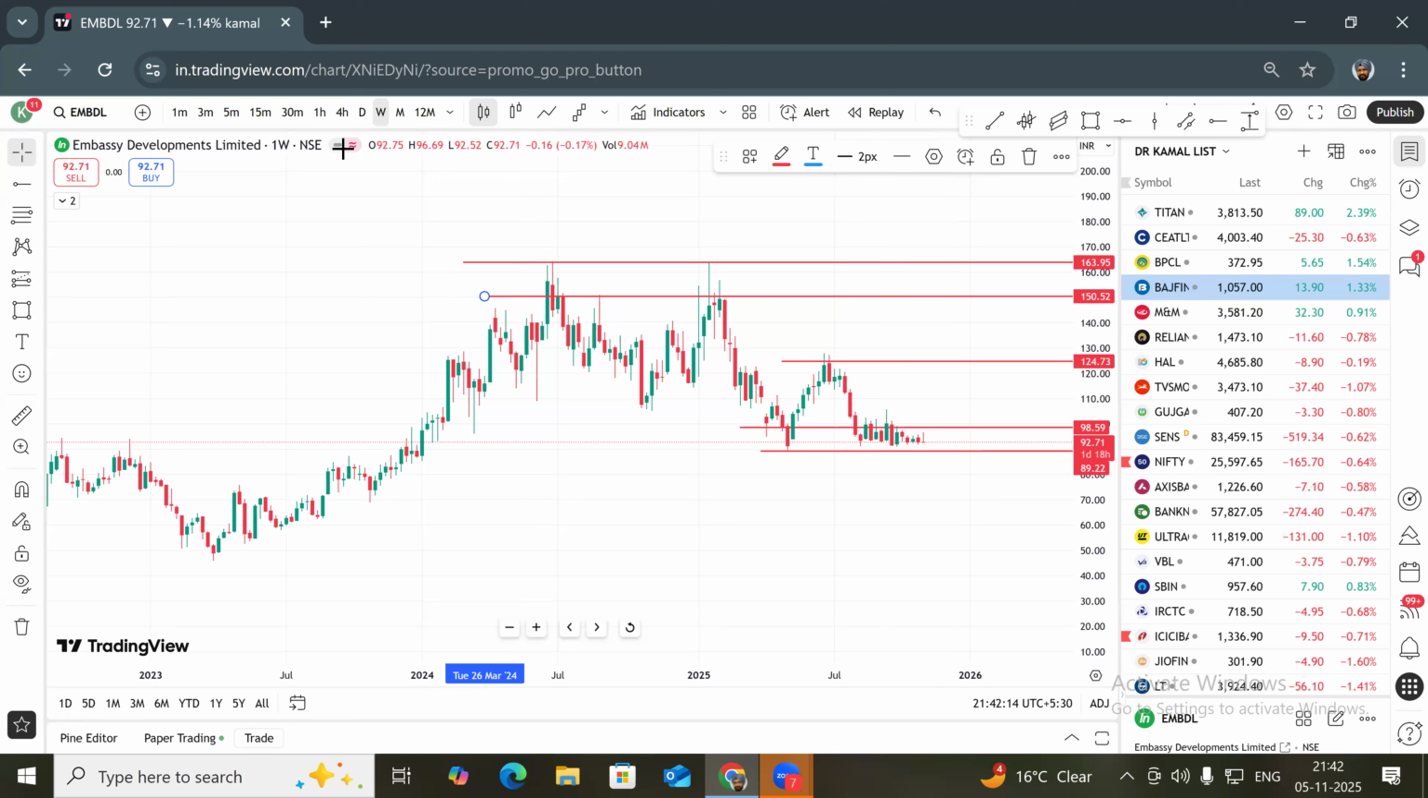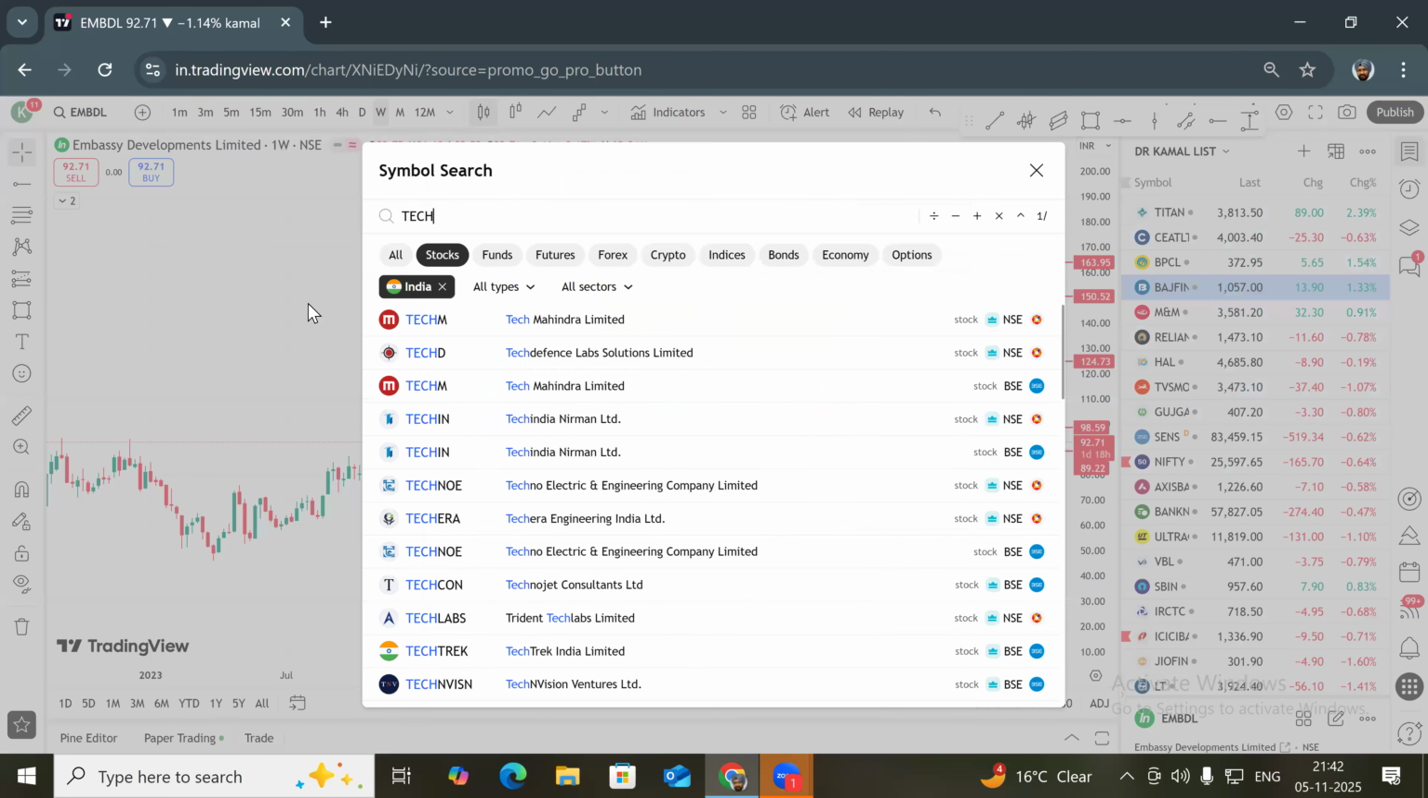Now everybody in the chat box, I'm posting a link. Copy it right now. This is to find stocks which are forming a double bottom formation on a weekly time frame. So the first stock which we are going to learn for marking support and resistance is Tech Mahindra.